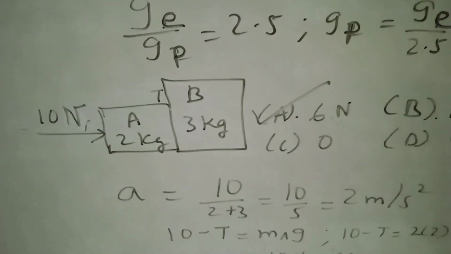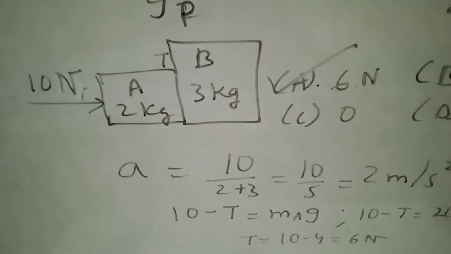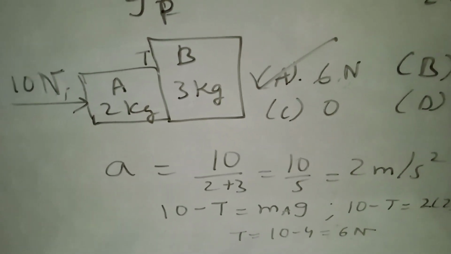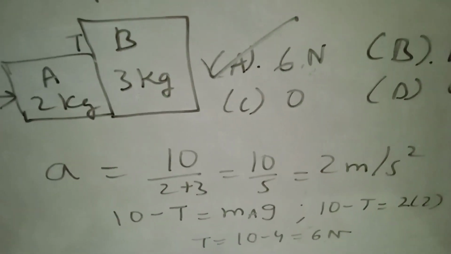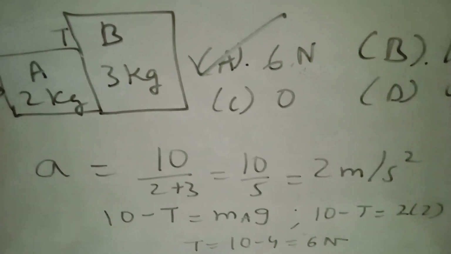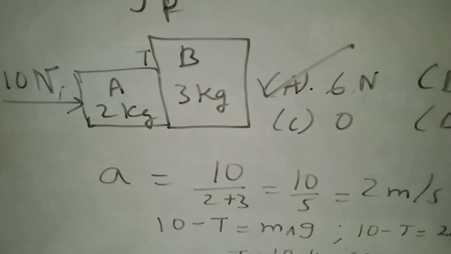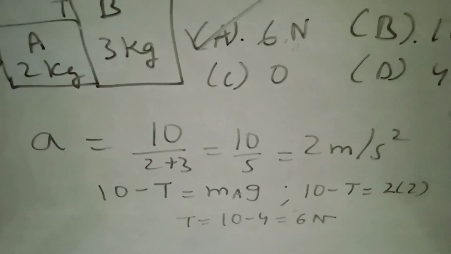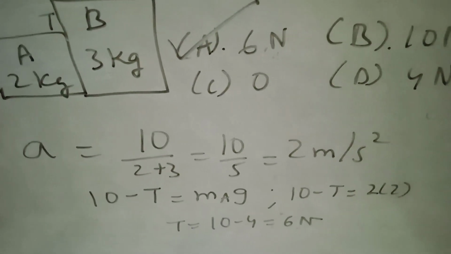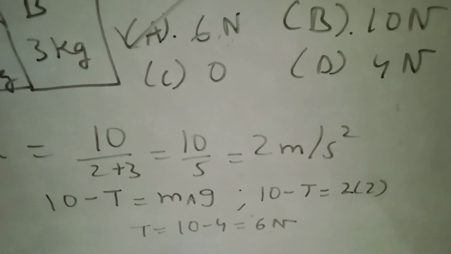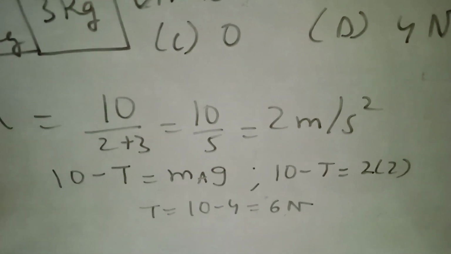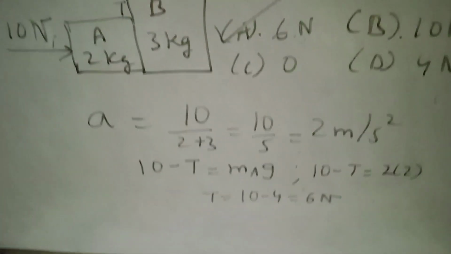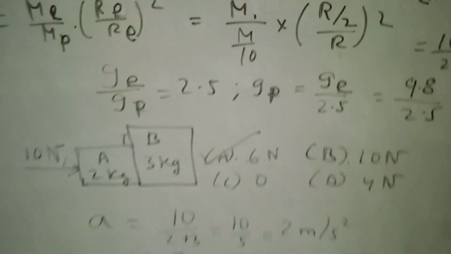First of all, in this case we have to find the acceleration. So 10 divided by total mass, that is force divided by total mass. 10 divided by 2 plus 3, that is 10 by 5, equal to 2 meter per second square. So 10 minus T, the mass between 10 and T is 2, so 10 minus T equals m into a, that is 10 minus T equals 2 into 2. So T equals 10 minus 4, that is 6 Newton. So 6 Newton option is correct.